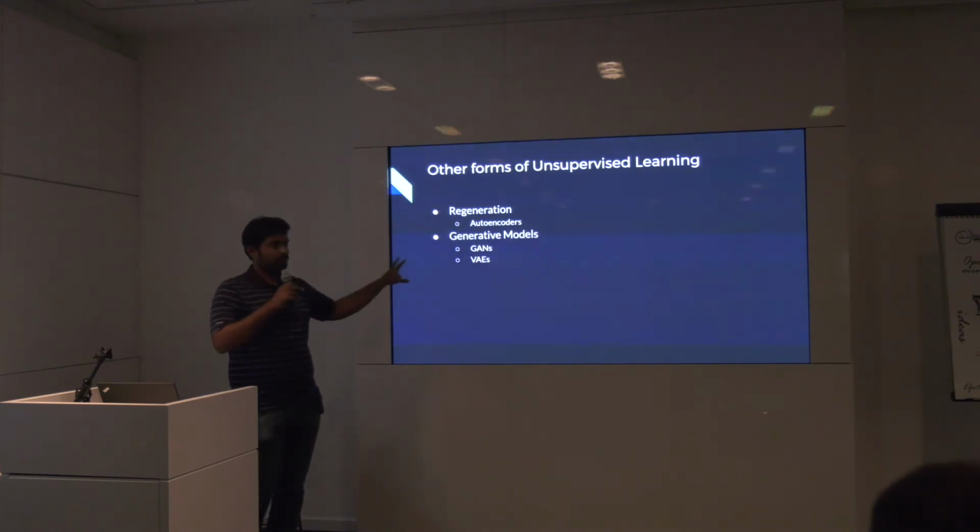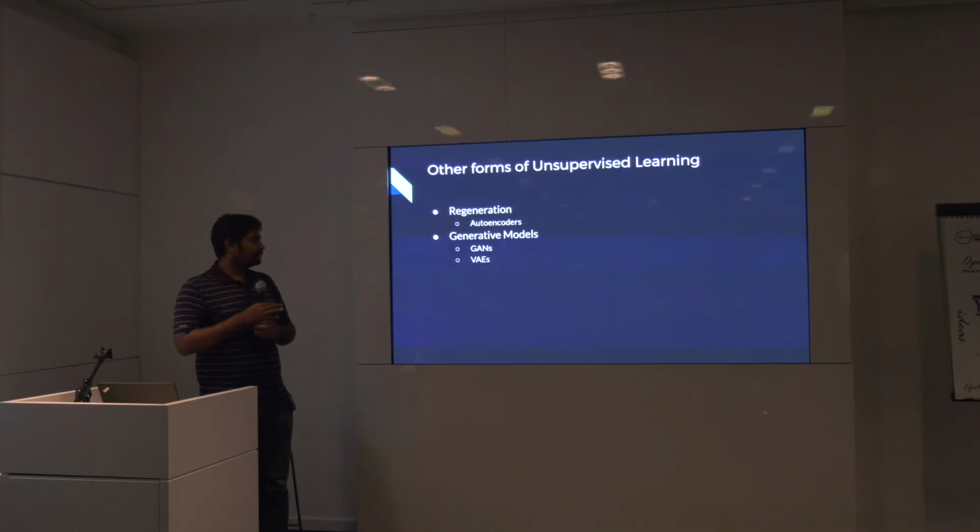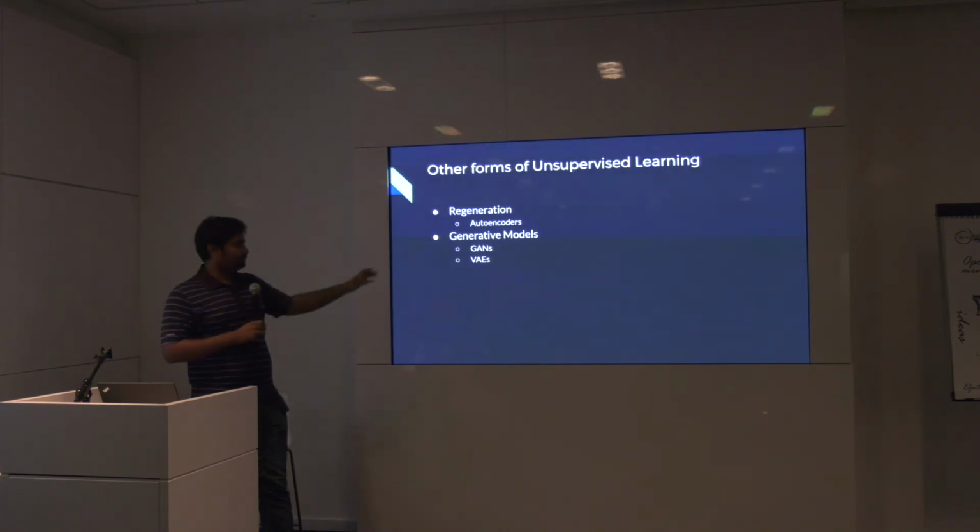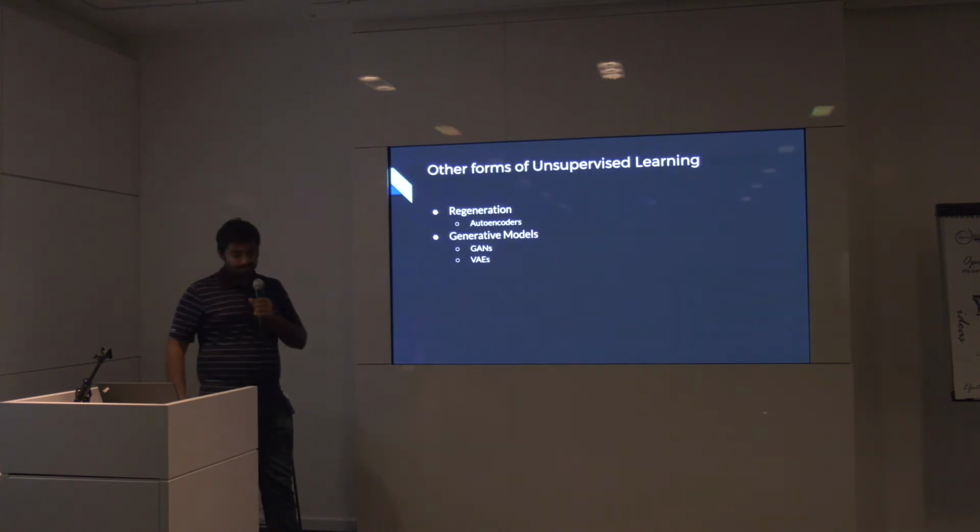Okay, and there are other things called generative models. Two of the popular architectures that are used are GANs, which are generative adversarial networks, and VAEs, or variational autoencoders. Both of these use neural networks, so I won't go into them, but my work has been around these models.